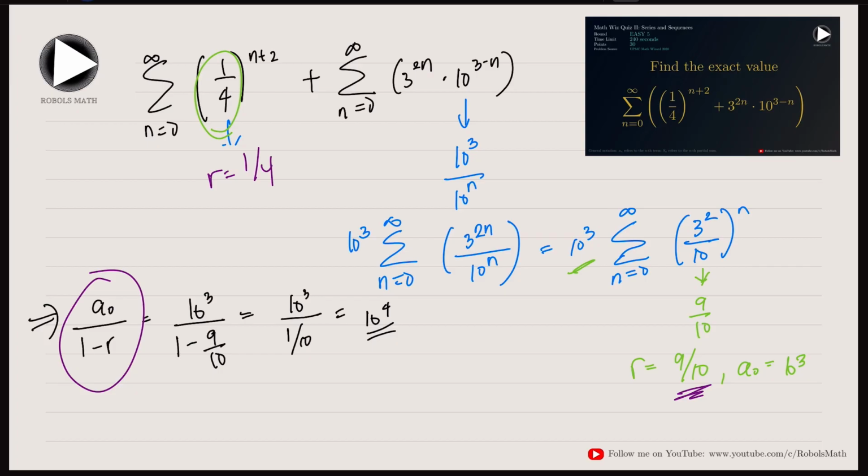Okay? So this is an important, classic concept that you should be familiar with if you aim to join high school and collegiate math contests. Okay? Hope you learned something from me today.